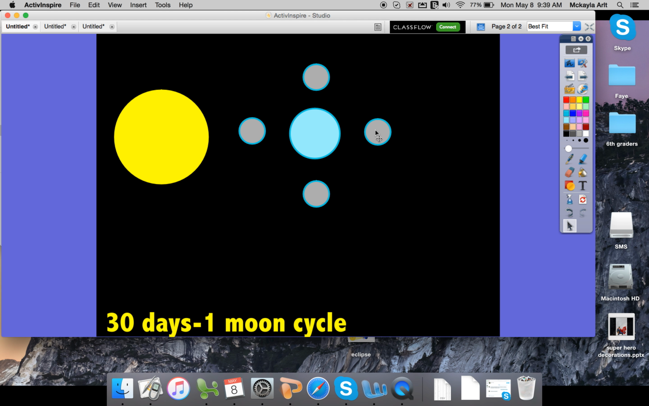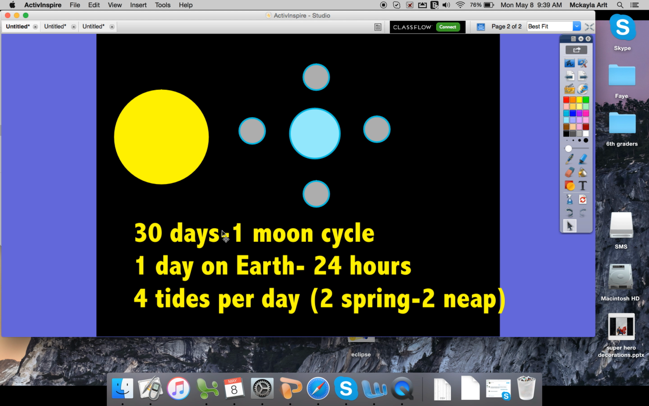It takes 30 days to get from here all the way around Earth, 30 days. So if I asked how long it took to get here, it would probably take about a week. Here would be about 2 weeks. Here, 3 weeks. Here, 4 weeks, and you'd start over. So one moon cycle is 30 days.